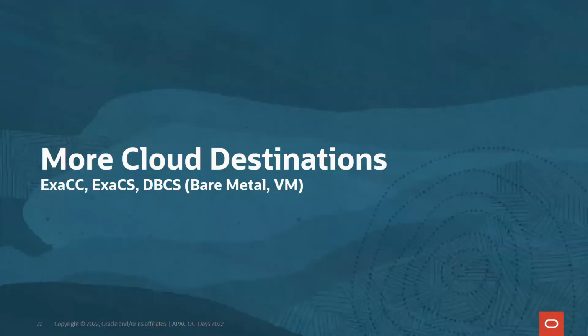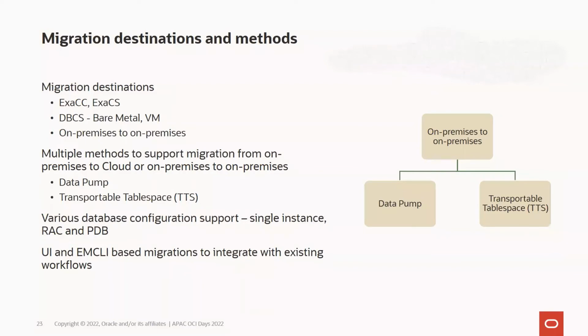Migration Workbench also supports migrating to cloud destinations. Let us see some of these use cases. Migration Workbench supports on-premises to Exadata Cloud@Customer or Exadata Cloud Service, bare metal or VM-based cloud service, or on-premises to on-premises migrations. You can migrate single instance, RAC instance, and pluggable databases using Data Pump or TTS migration methods, using UI, EMCLI, and REST API based migrations.